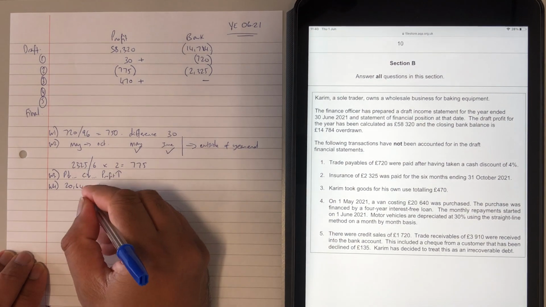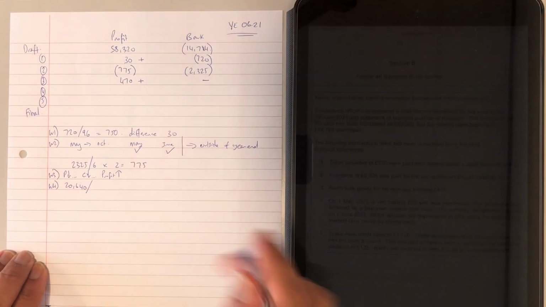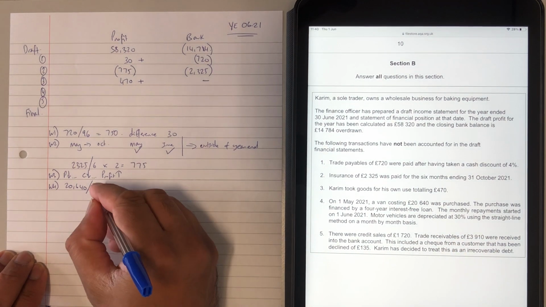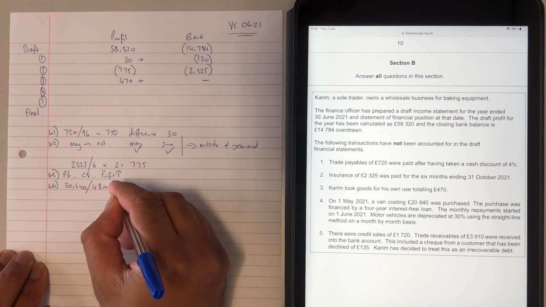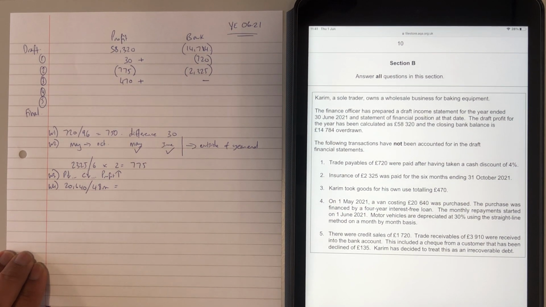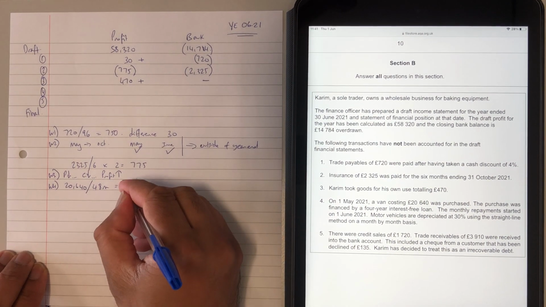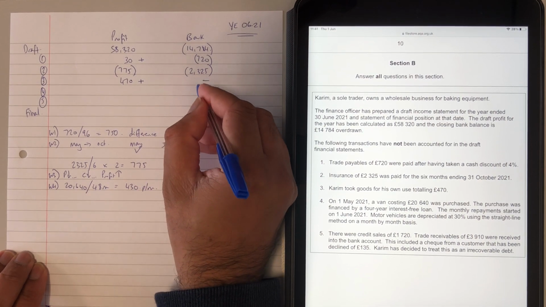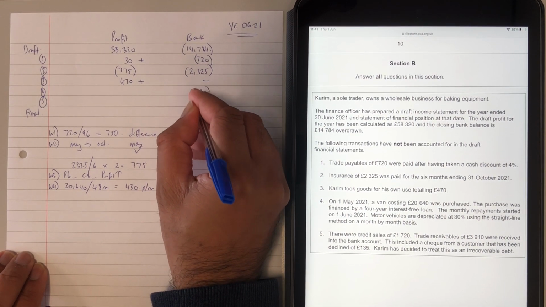Okay, so we do 2640 divided by 4 years. We are splitting it over 4 years, meaning 48 months. Divided by 48 months, which is £430 per month. This is what has affected the bank. £430 goes out of the bank.